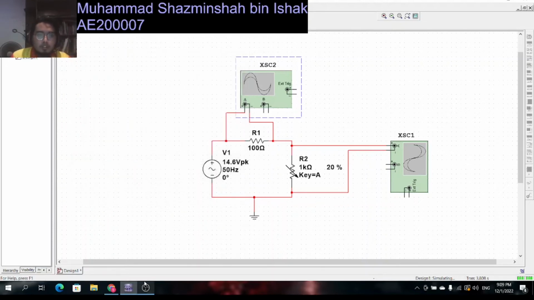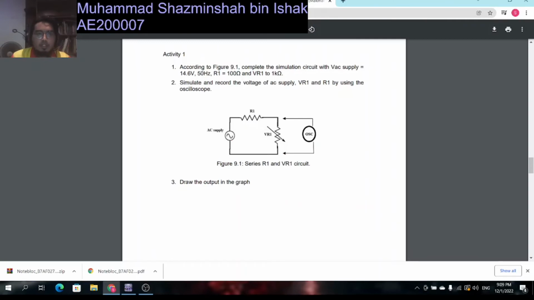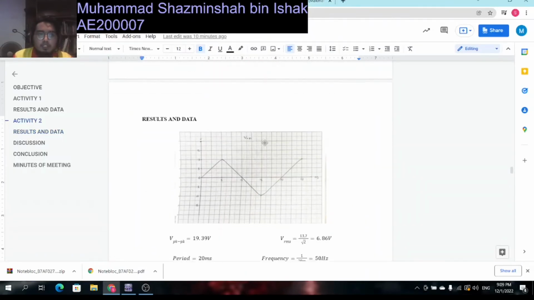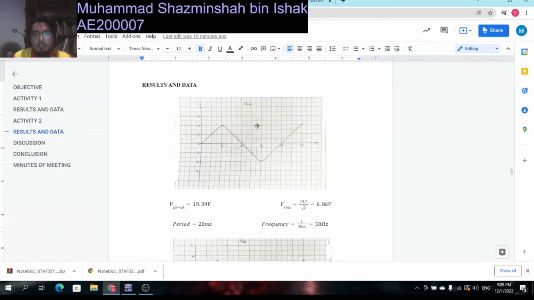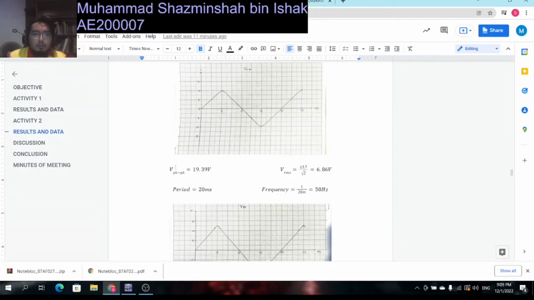This is the graph that I drew. Maybe it's not accurate because it is a handwritten graph and I ran out of data. First, the graph of VR1. The V peak to peak is 19.339 volts, the VRMS is 6.86 volt, the period is 20 millisecond, and the frequency is 50 hertz.